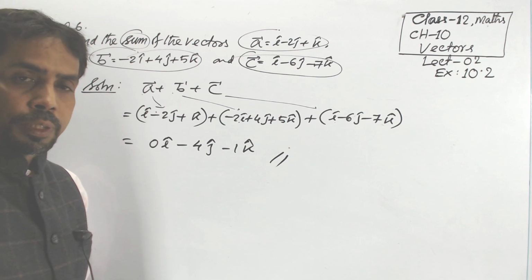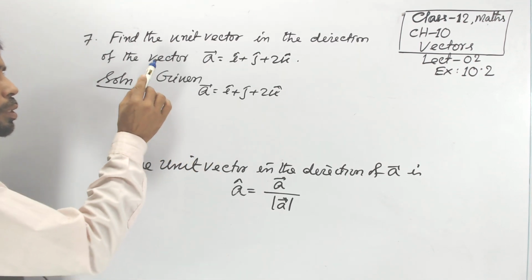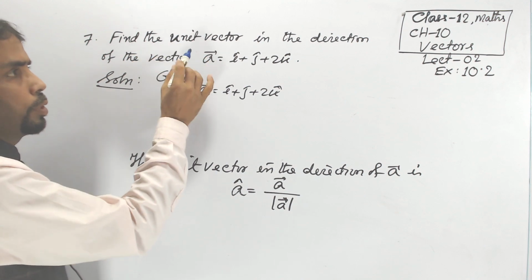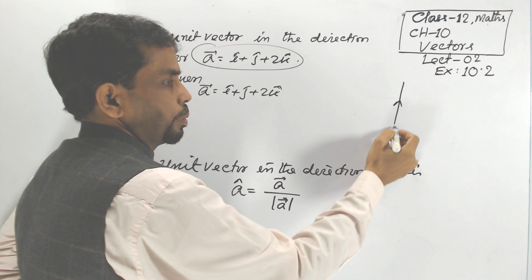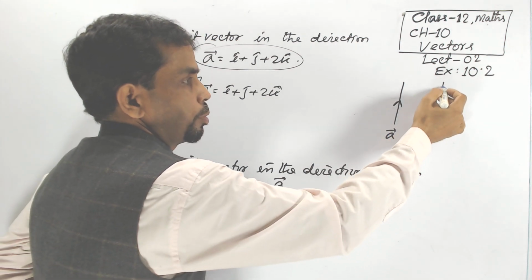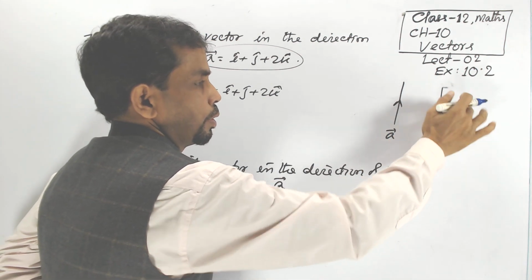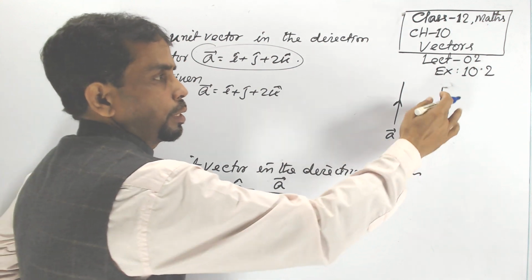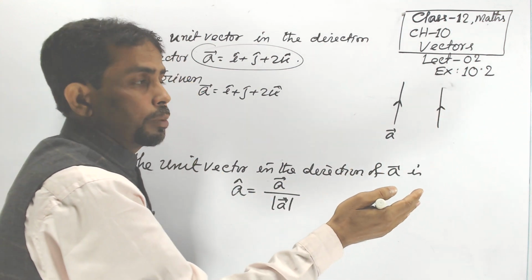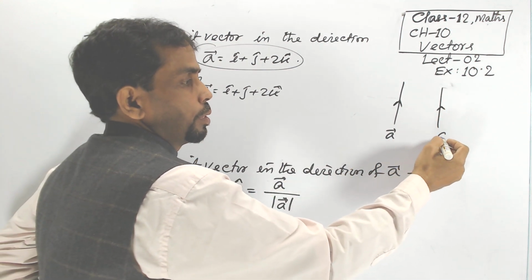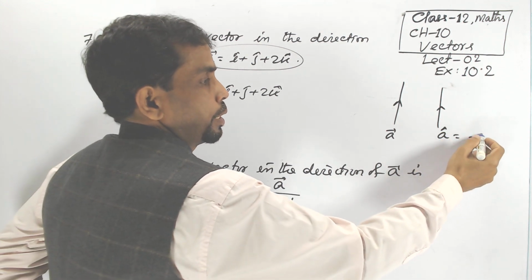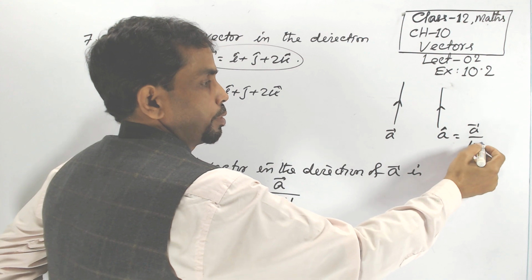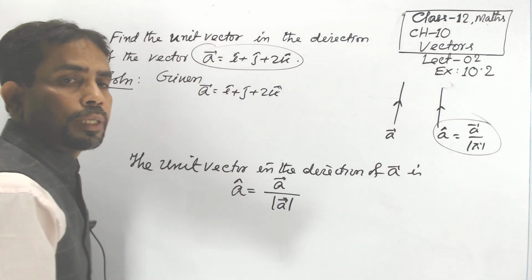And then question number 7, it is given to find the unit vector in the direction of the given vector. It is like this: one vector A is given, and in the same direction you have to find another vector whose length is 1. Unit vector means length is 1. That means it is given like this: A cap, unit vector A cap, is given by vector A divided by its magnitude. This is the formula to find the unit vector.